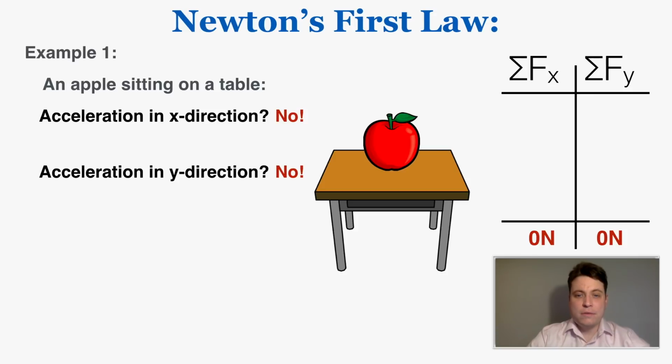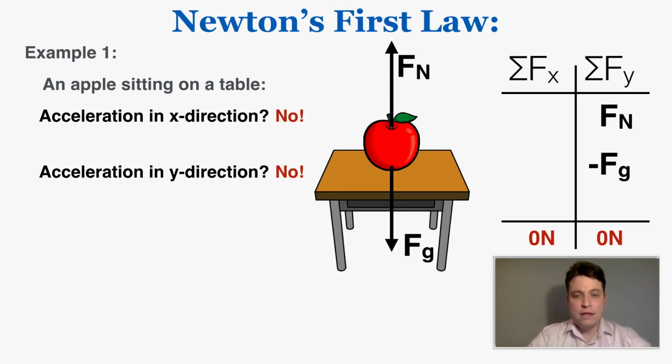And now that I have this information, I can use it to derive other interesting information. So here I can see that the only forces acting on the apple are the force of gravity pointing down and the normal pointing up. So I put those into my table and find that they must be equal to each other. And the way that I know that is really through Newton's first law. Without that, I wouldn't have known that the net force is equal to zero.